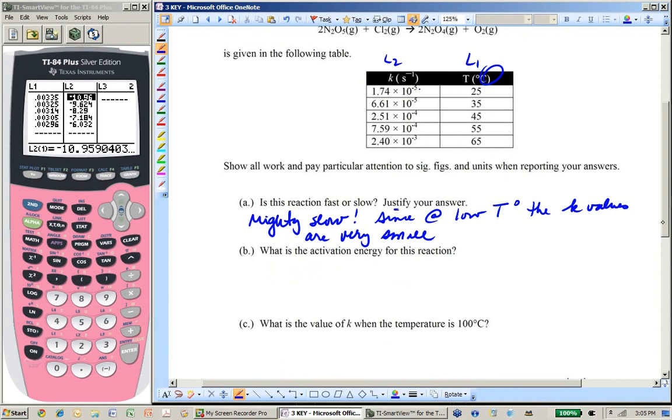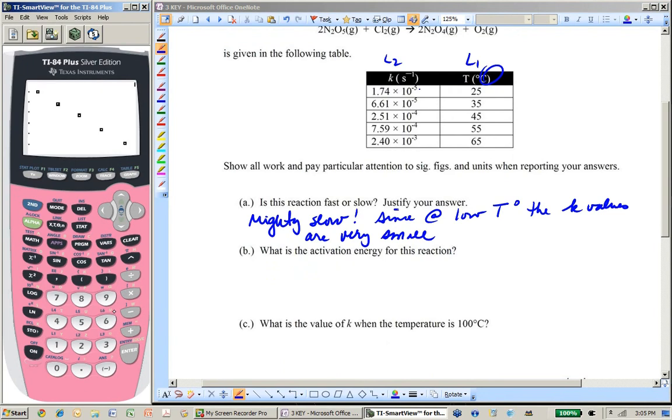What is the activation energy for this reaction? Well, that's my graphing moment. So zoom 9. There's my stuff I need to get rid of. So I'm going to get my natural log out of there. Clear that out. I'm going to run the regression. Stat, Calc, 4. And just paste it into Y1.